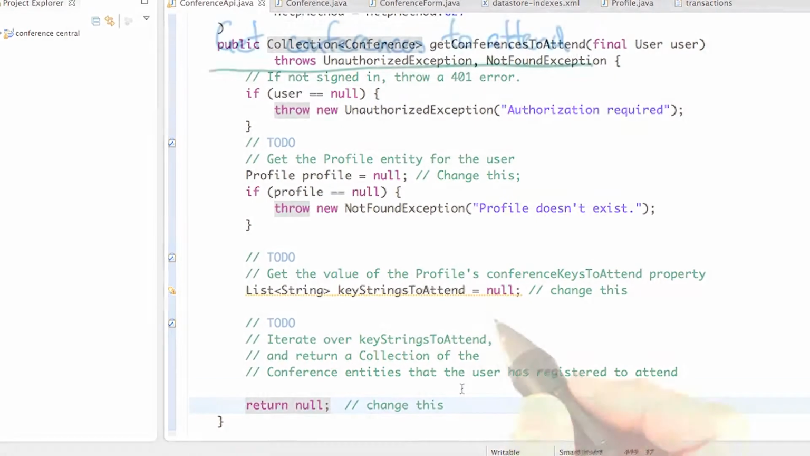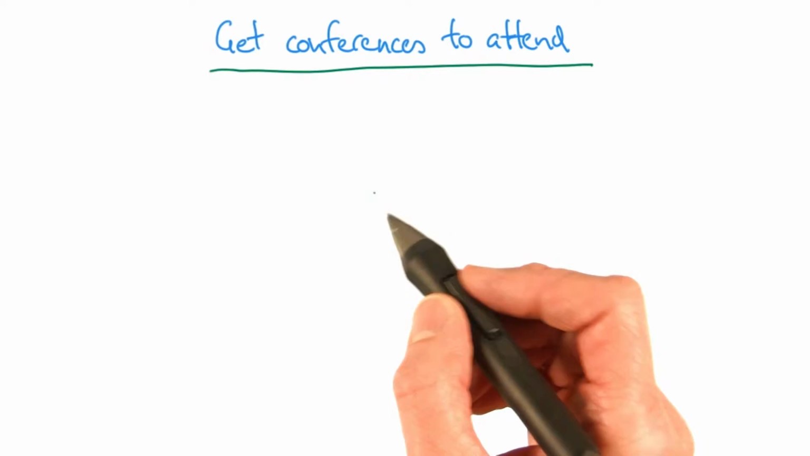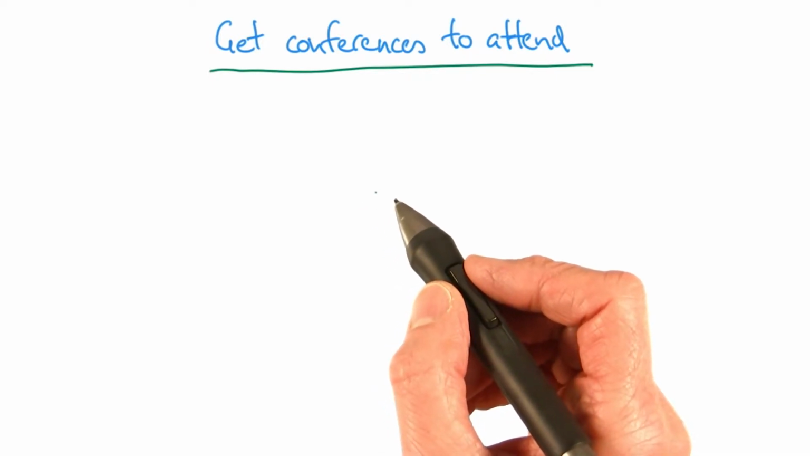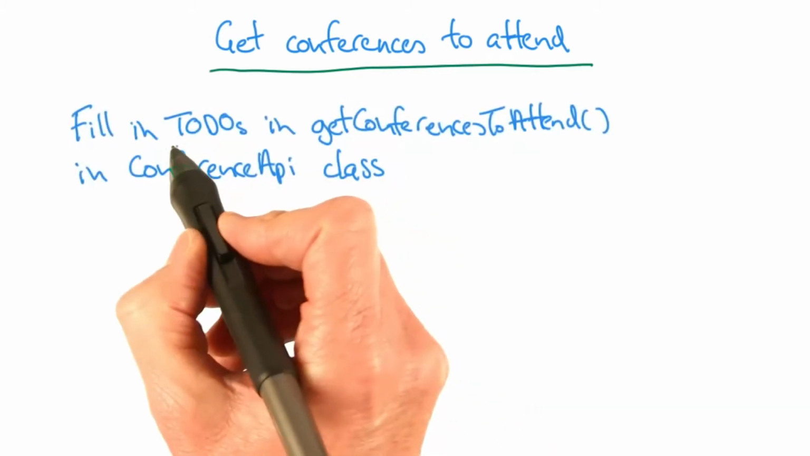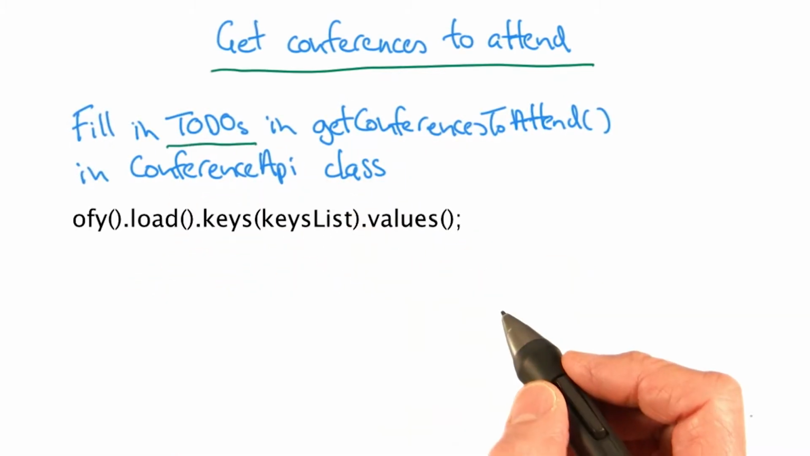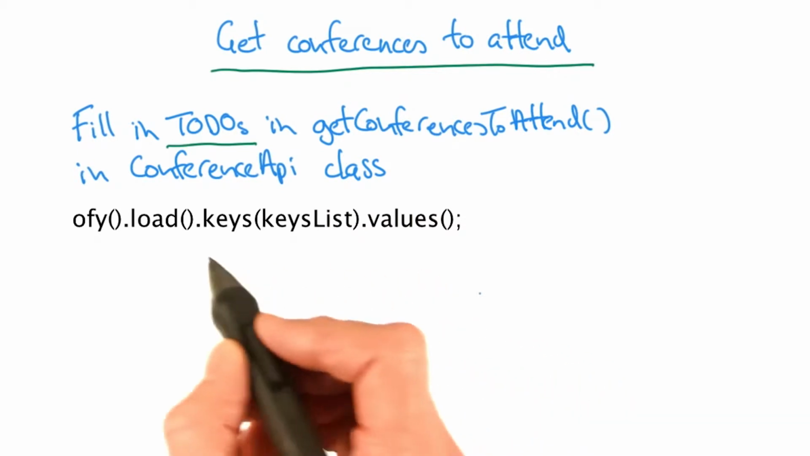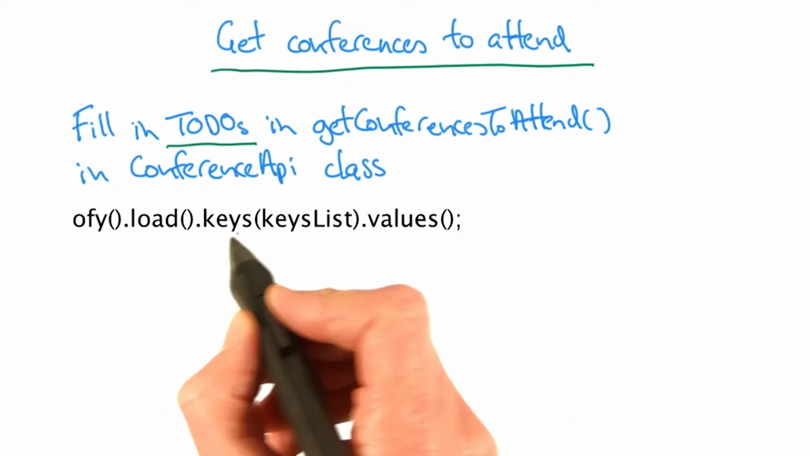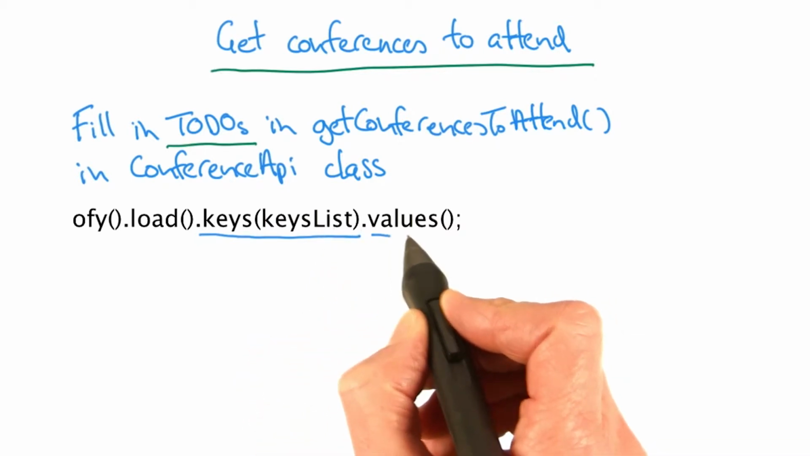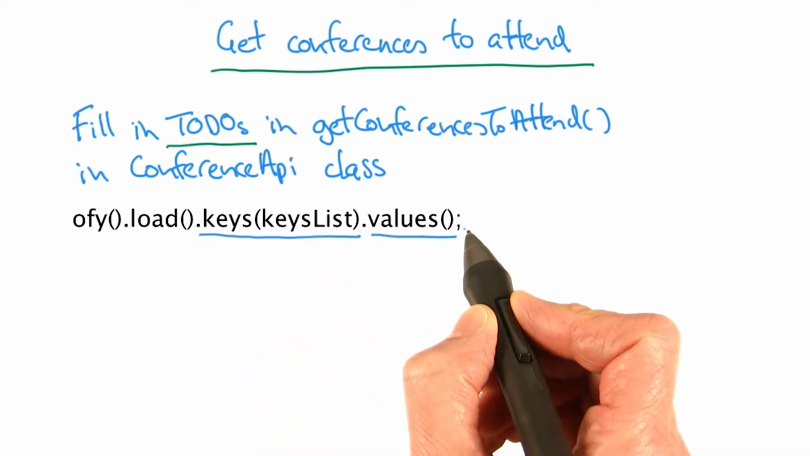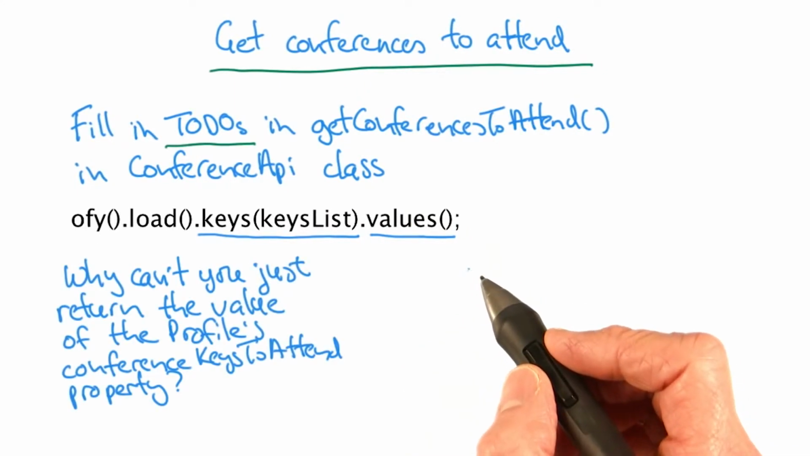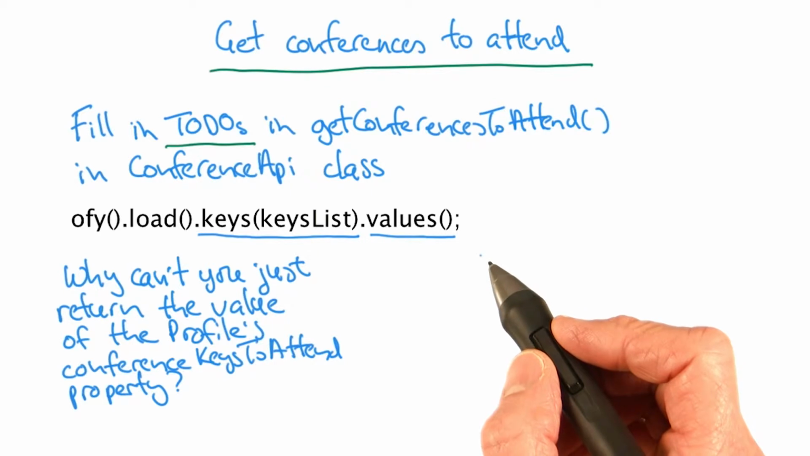All right. So the first thing to do is to add the skeleton implementation of Get Conferences to Attend to the Conference API, and then go ahead and fill in the to-dos to implement the function. One more thing you might need to know is that you can use ofy.load().keys, pass in a keys list, and then call .values to load the entities once you have a list of their keys. So go ahead and implement the Get Conferences to Attend method now.